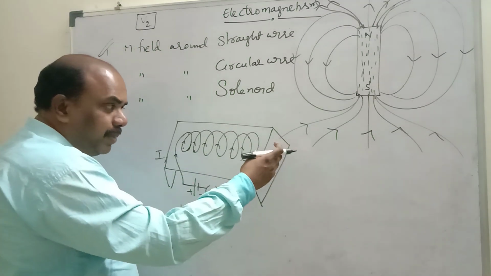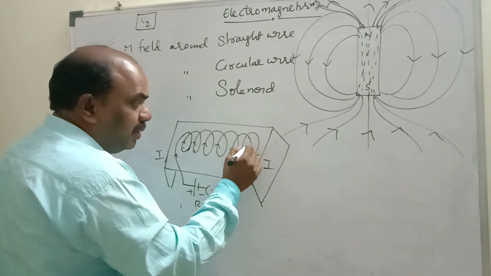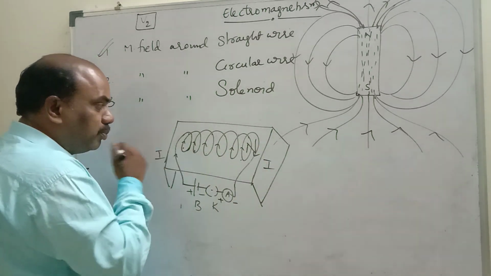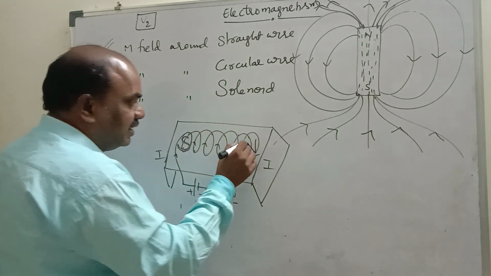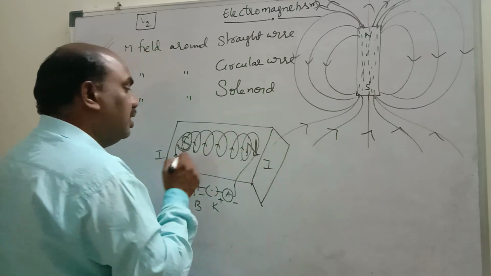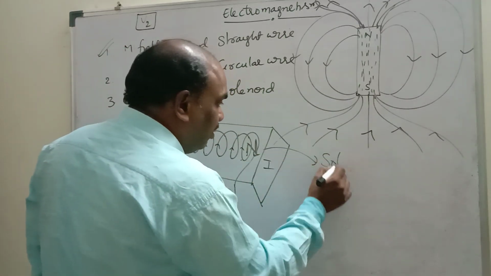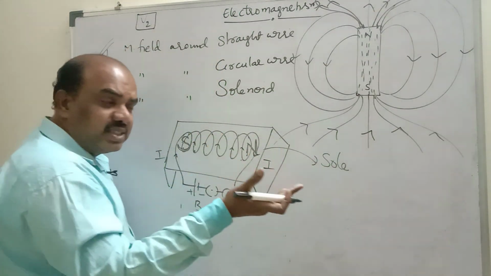If you bring a compass to this terminal, let us consider the north pole goes away. Like poles repel, so it acts as a north pole here. If you bring the compass here, the south pole goes away, so this is called the south pole. Like poles repel, so one side acts as a north pole and one side acts as a south pole. That means this solenoid is acting as a bar magnet. Only then does the compass needle deflect. If it is a magnet, only then does the compass needle deflect.